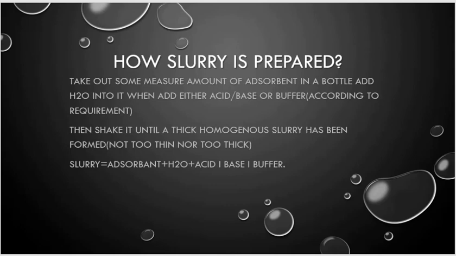Now, how to prepare a slurry for a TLC plate. We have to take some amount of adsorbent in a bottle and add water into it, or either acid or any basic buffer according to our requirement. Then we have to shake it until a thick homogeneous slurry has been formed, and the slurry should not be too thick and not too thin.